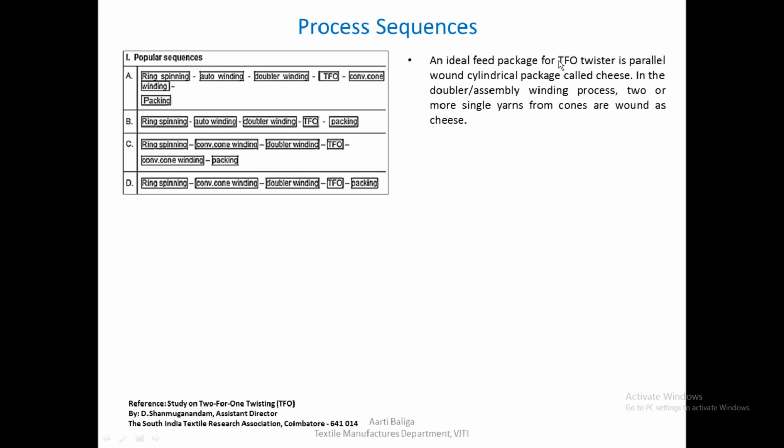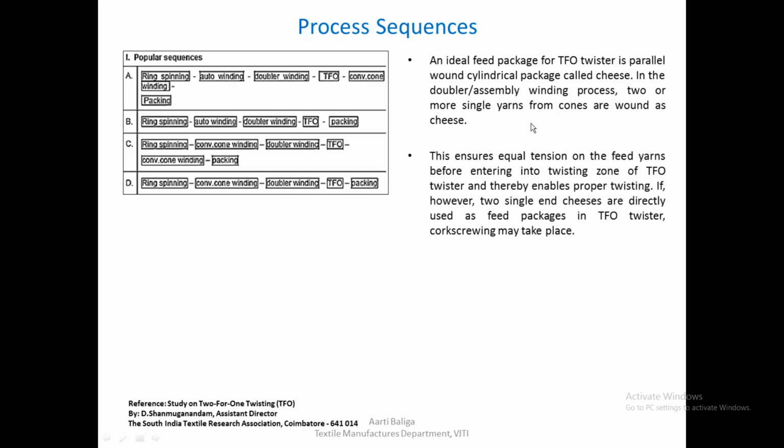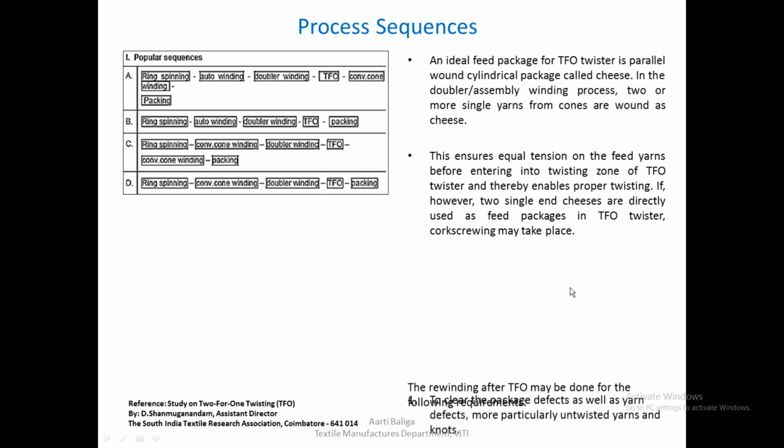An ideal feed package for the TFO twister is a parallel wound cylindrical package called a cheese. In the doubler or assembly winding process, 2 or more single yarns from cones are wound as a cheese. This ensures equal tension on the feed yarns before entering the twisting zone of the TFO twister, and thereby enables proper twisting. If, however, two single end cheeses are directly used as feed packages in the TFO twister, corkscrewing may take place. This we have already seen in our earlier lecture.